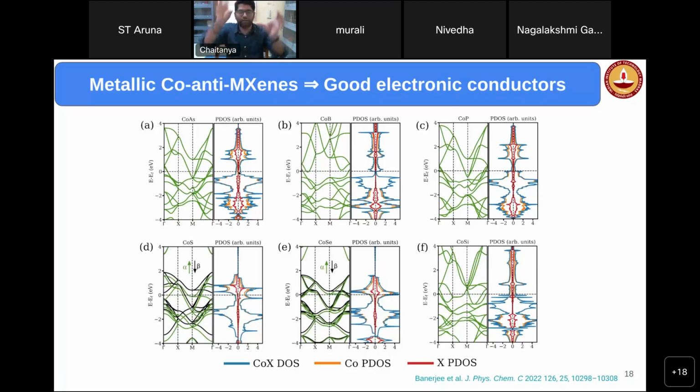You should see the density of states by rotating your head here. If there is a finite amount of density of states at the Fermi level, that is called a metal. If there is a gap, that is called a semiconductor. If the gap is very huge, that is called an insulator. Clearly from these figures, you can understand that all the cobalt anti-MXenes are good electrical conductors because they have a finite density of states as well as the bands are crossing at the Fermi level.